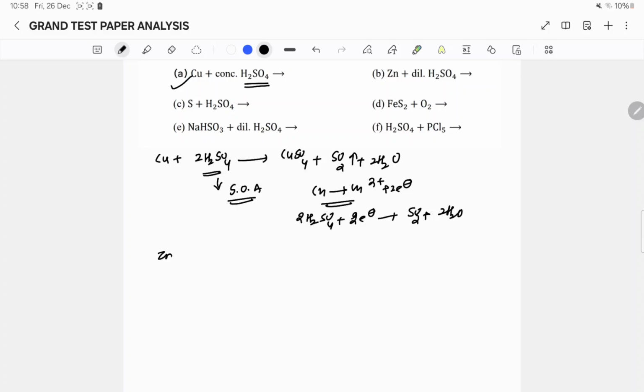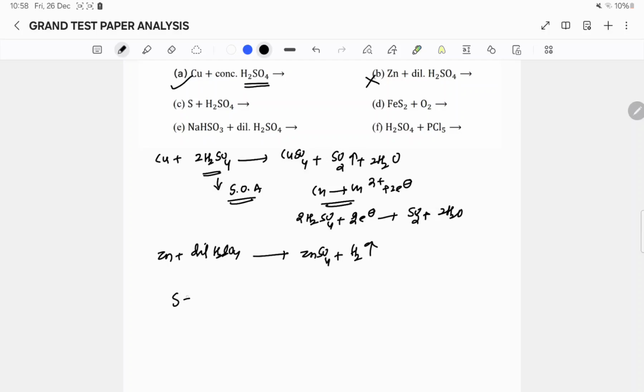Now look at this, student. Zinc reacts with dilute H2SO4. Zinc is a reactive metal, placed in the electrochemical series above the hydrogen electrode. The elements placed above the hydrogen electrode are more reactive metals, and this reactive metal will displace H2 gas from the dilute acid. So it will form ZnSO4 plus liberation of H2 gas, not SO2. Now we can eliminate it, student. B is the wrong answer.